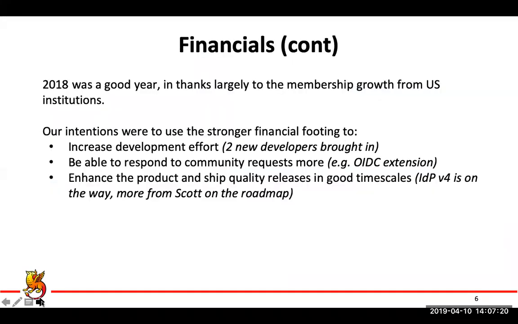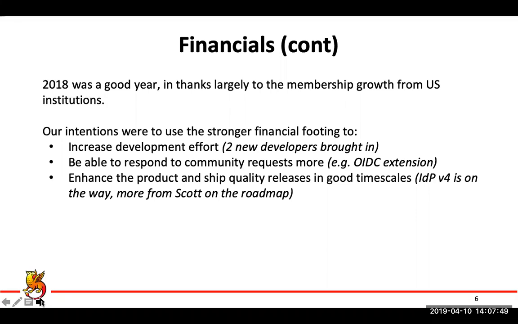The reason 2018 and the latter half of 2017 was so fruitful is largely thanks to the membership growth that's come predominantly from US institutions. So if we're joined by anyone today who has joined the consortium over the last 18 months, my sincere thanks to you. Every contribution to the consortium really is gratefully received and helps us. It gets us a long way.